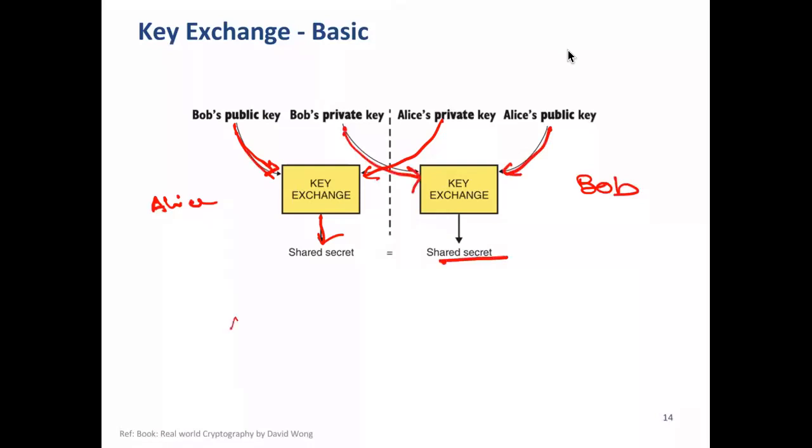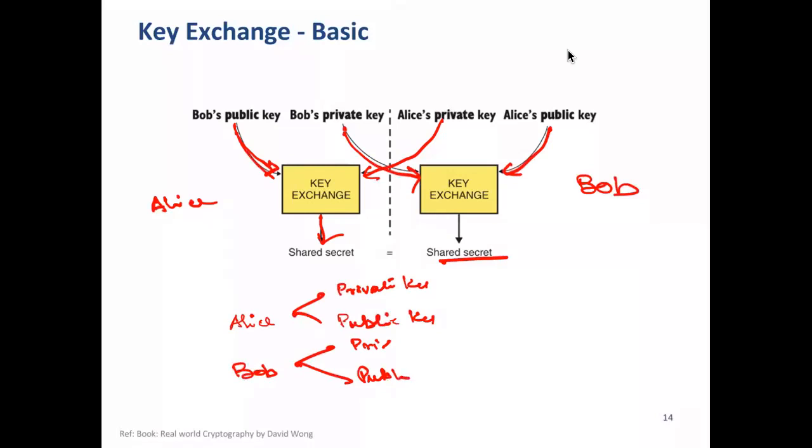So basically what's happening, Alice generates a private key, which is known to her, and a public key. Similarly, Bob generates a private key and a public key. Now Alice sends her public key to Bob, and Bob sends his public key to Alice.